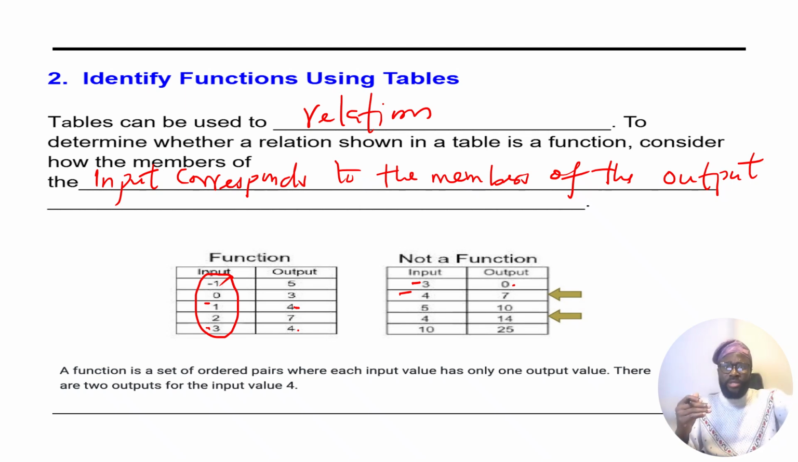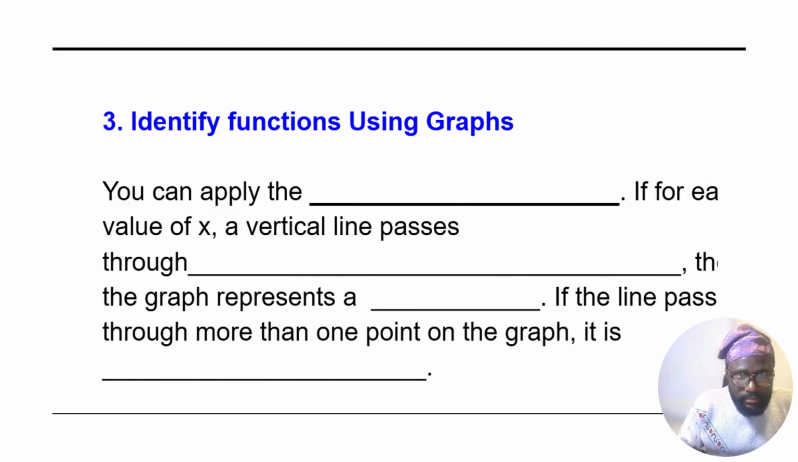So now I want to believe that you can easily know what is a function, how to recognize a function from a table. The input value cannot repeat itself, while the output value can repeat itself. The x coordinate cannot repeat itself, but we can have a repeating y. It's okay. Okay, let's move on.